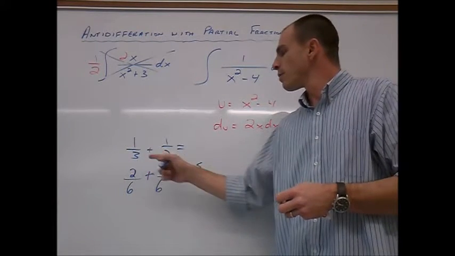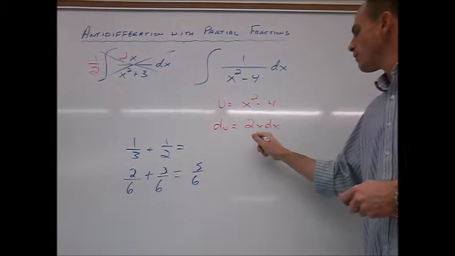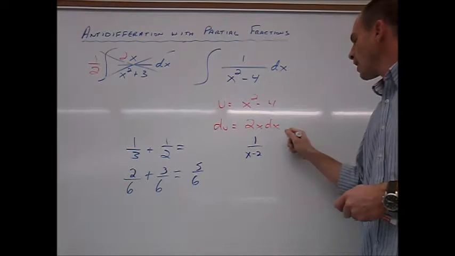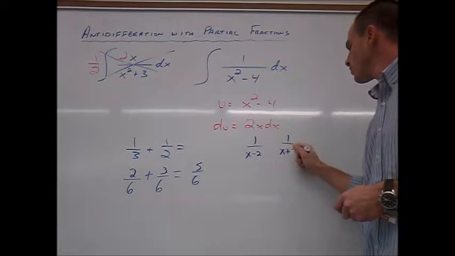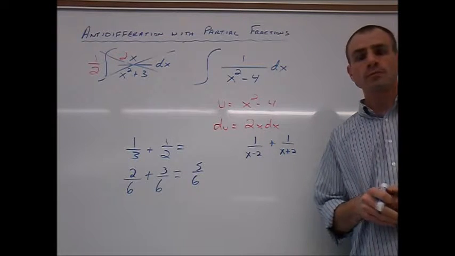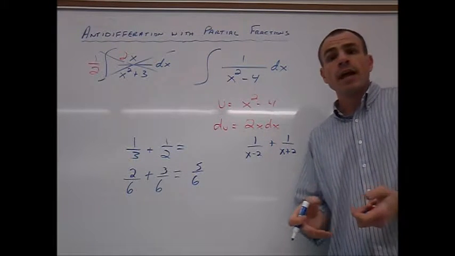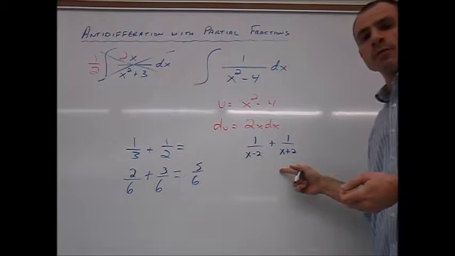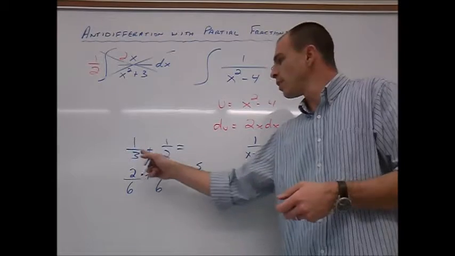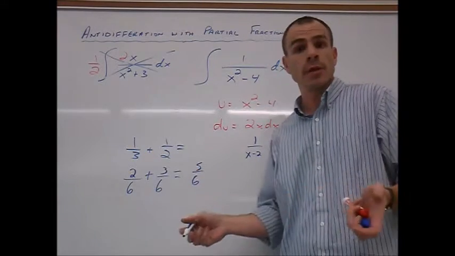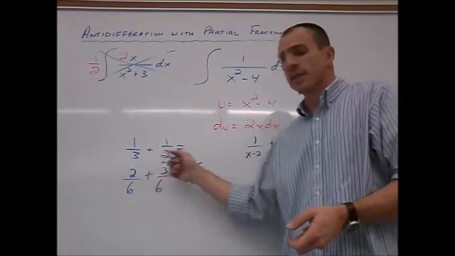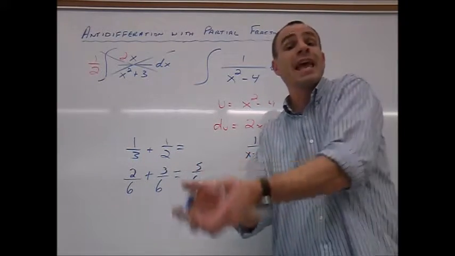Instead of having 1/3 and 1/2, what if we had 1 over x minus 2 and 1 over x plus 2, and I asked you to add those two terms together? Once again, you would need a common denominator, and the quickest way to get it would be the exact same manner in which you got this common denominator. I'm guessing you said, oh, well, 3 times 2 is 6. There's a common denominator. It may not be the lowest common denominator. In fact, it was for this problem, but it's a quick way to get a common denominator.